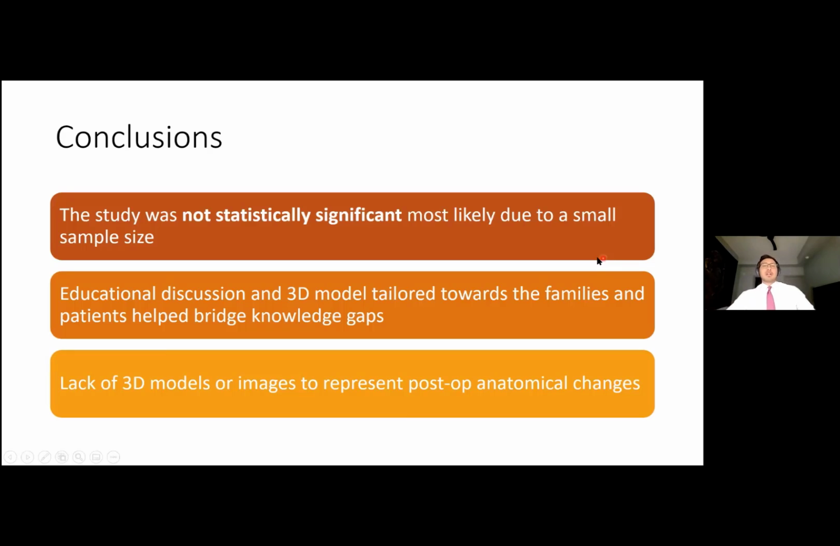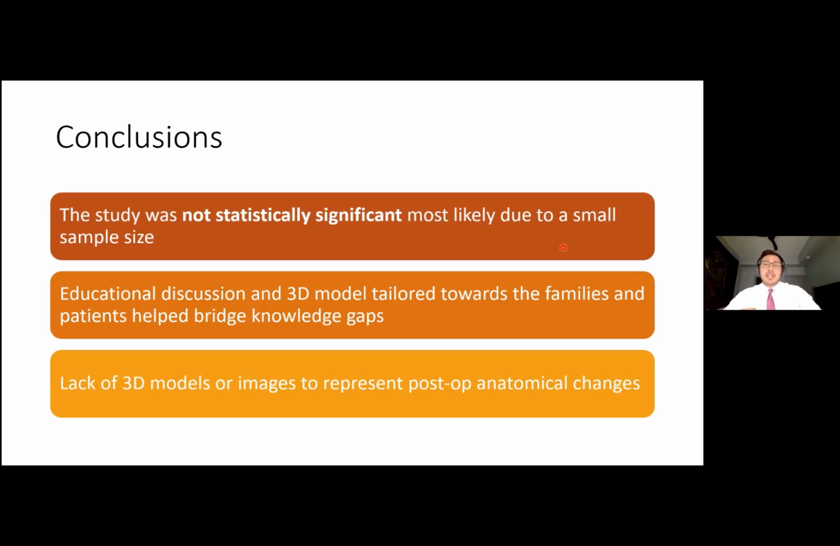Some conclusions we were able to see for the study were that overall, yes, it was not statistically significant. This was most likely due to a small sample size. We are still in the process of collecting more data over the next month, and so will evaluate that further with more results. Also, by creating an educational discussion and a 3D model that is tailored towards the families and patients, this is going to help bridge the knowledge gaps.